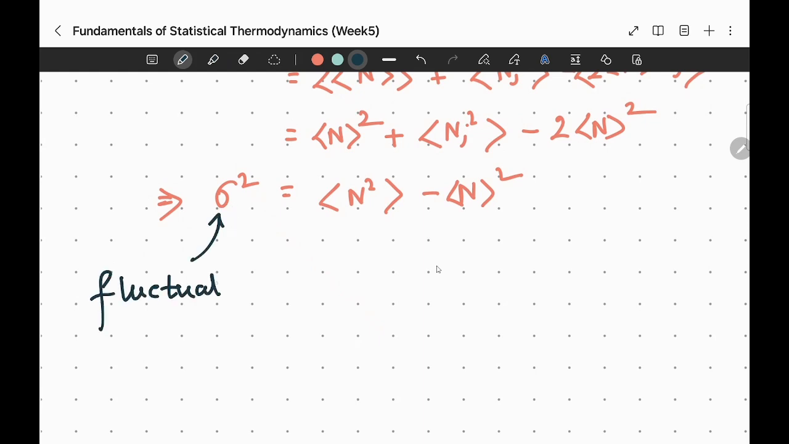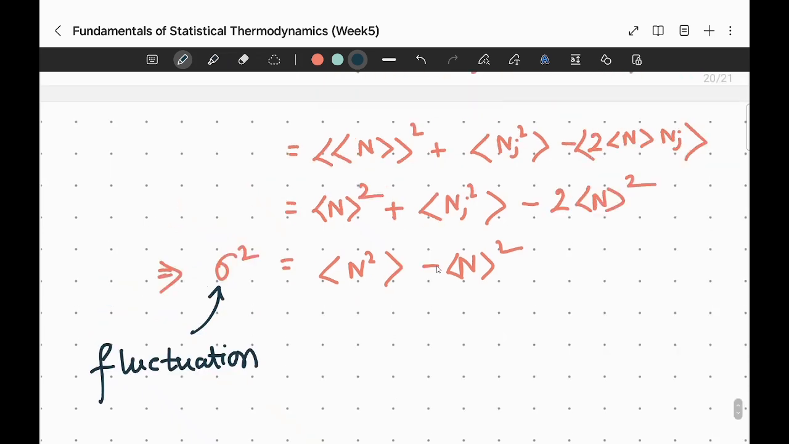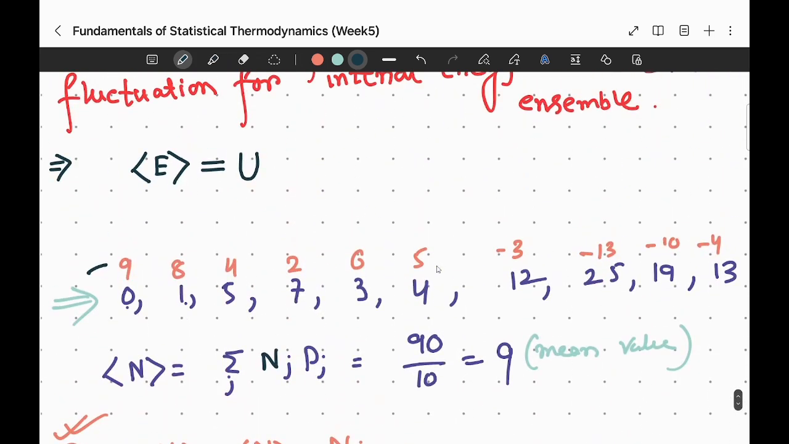You can understand from the term fluctuation how much the original values are fluctuating from the mean value. So it is important. Let's say you have a sample set where the fluctuation is huge. If you calculate the fluctuation here, it will be huge. It's varying from 0 to 25. So when the fluctuation is huge, considering the mean value is not suitable.